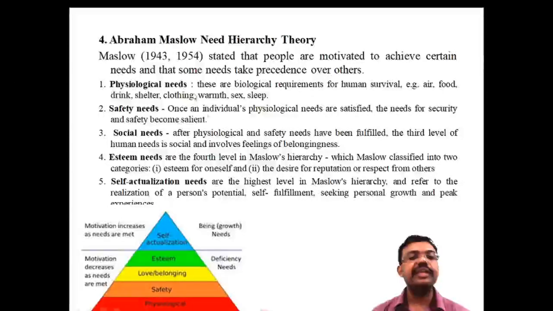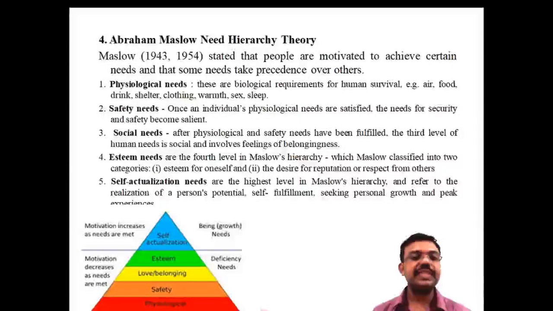The first important need is the physiological need. That means the basic needs: food, shelter, water, clothing, sex, sleep. These are the first basic needs. So there is air, food, drink, shelter, clothing, warmth, sex, and sleep. This is part of the basic needs. That's the first important need, the physiological need.